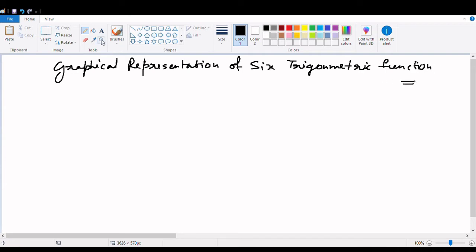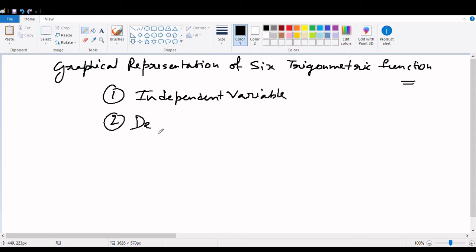Okay. So for any graphical representation, there is a concept of independent variable and dependent variable. So what is independent variable and what is dependent variable? Okay. So imagine two variables. One is x, another is y.